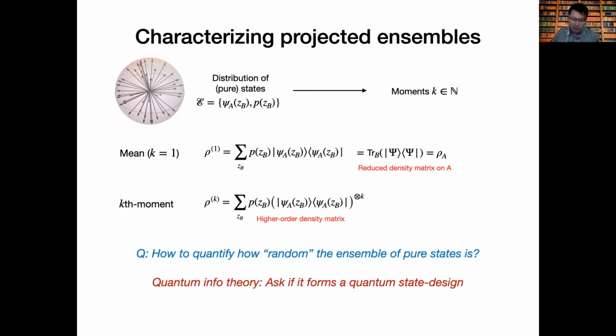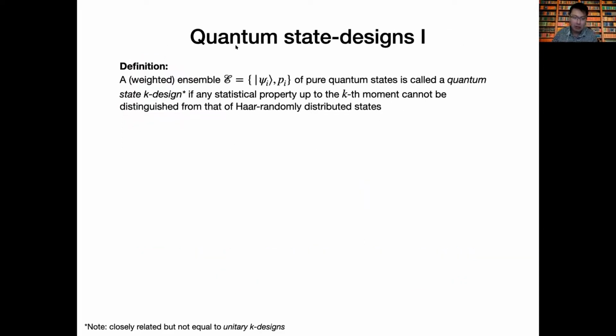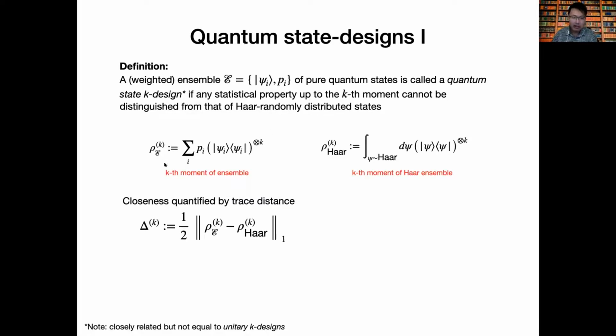And there's a very precise, quantitative answer from quantum information theory, which is to ask if it forms a quantum state design, or do these states, psi of A, mimic the action of Haar random vectors on the space A? So more precisely, here's a formal definition, but I'll just quickly run through this. We say that an ensemble of pure states, given by pure states and their respective probabilities, forms a quantum state K design if any statistical property up to the kth moment cannot be distinguished from that of Haar randomly distributed states. So more precisely, what we do is that we form the kth moment of the ensemble.